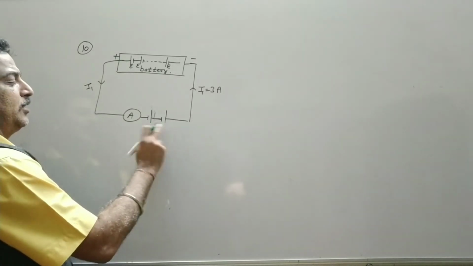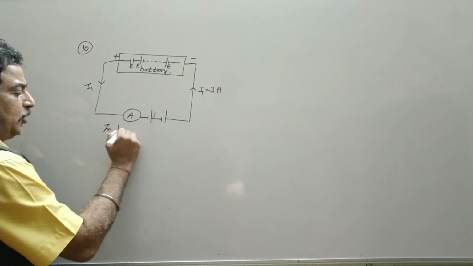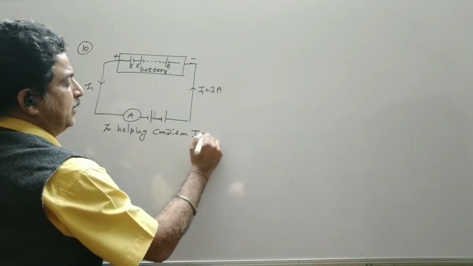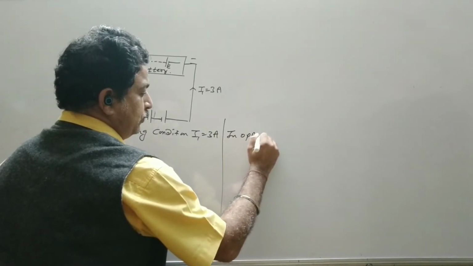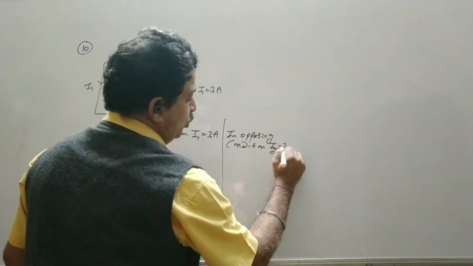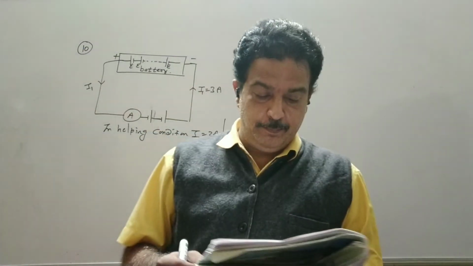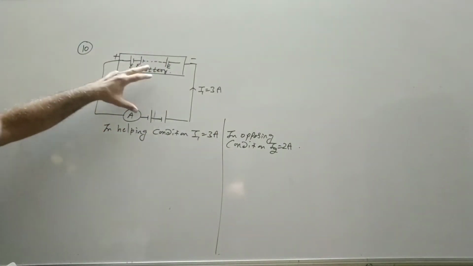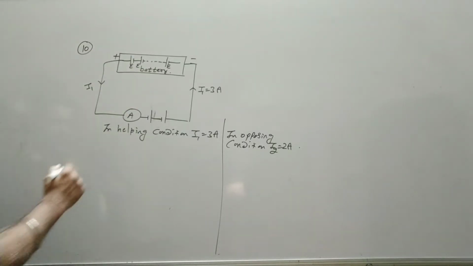and 2 ampere when they oppose each other. So if I interchange this terminal, then the current in the circuit, in helping condition, I1 is equal to 3 ampere. And in opposing condition, I2 is equal to 2 ampere. We have to find out how many cells in the battery are wrongly connected. So we have to find out the number of cells which are connected in a wrong way inside the battery.